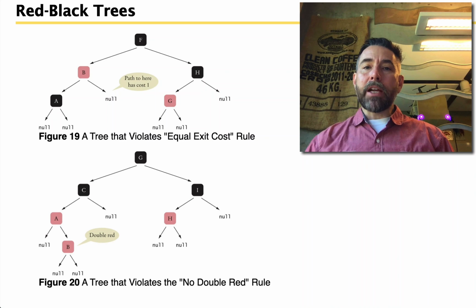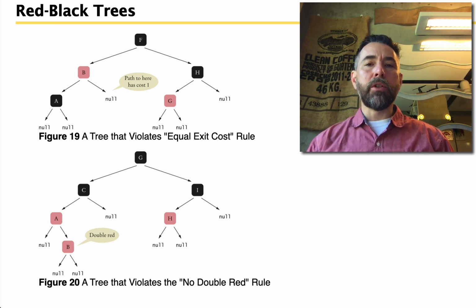Now, I show you these examples because as we do operations on this tree, we're going to describe how we insert and remove elements from this tree in such a way that we maintain these red-black properties. And the reason why we want to maintain these red-black properties is because they give us confidence that our tree is bushy.